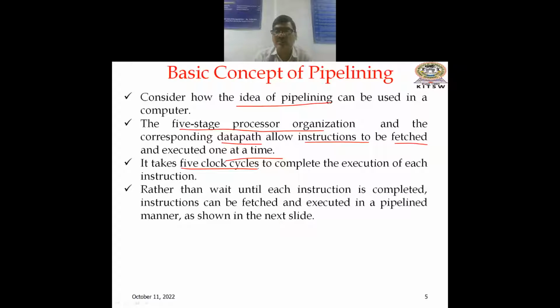So if we have three instructions executed without pipelining, it almost takes 5 plus 5 plus 5. So totally 15 clock cycles are required for completely executing all these three instructions, because every instruction takes 5 clock cycles. If we are able to implement this pipelining concept, we can reduce the number of clock cycles required for execution of the same three instructions. So we will see in the coming slide how this pipelining can be implemented.